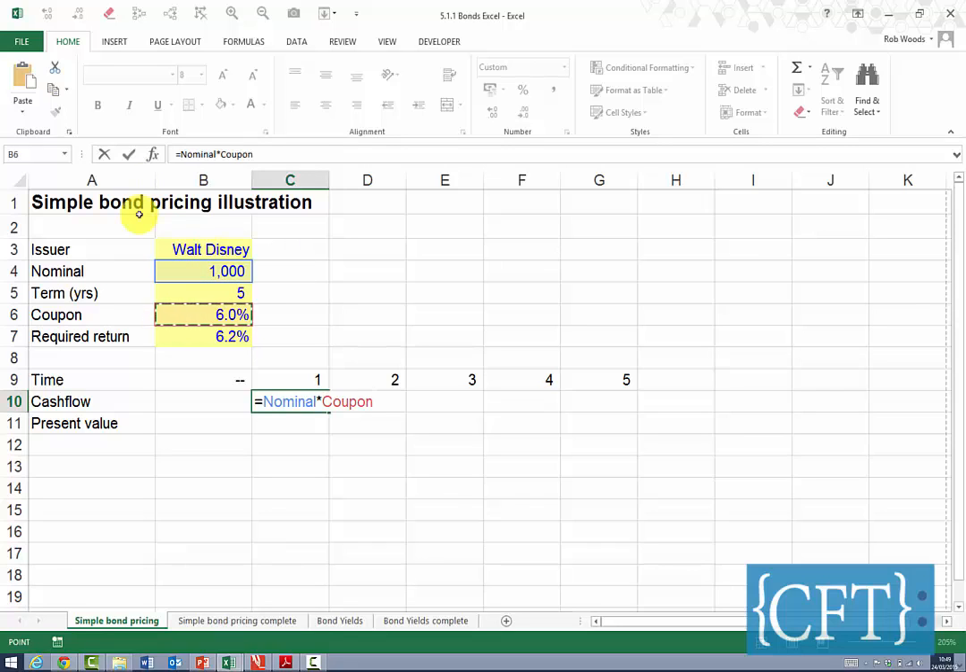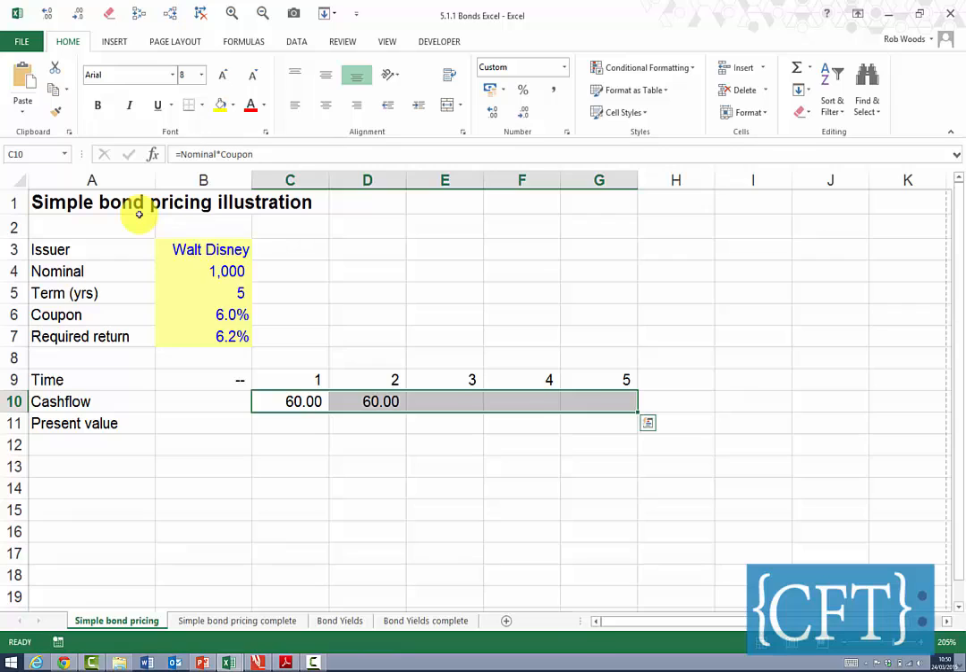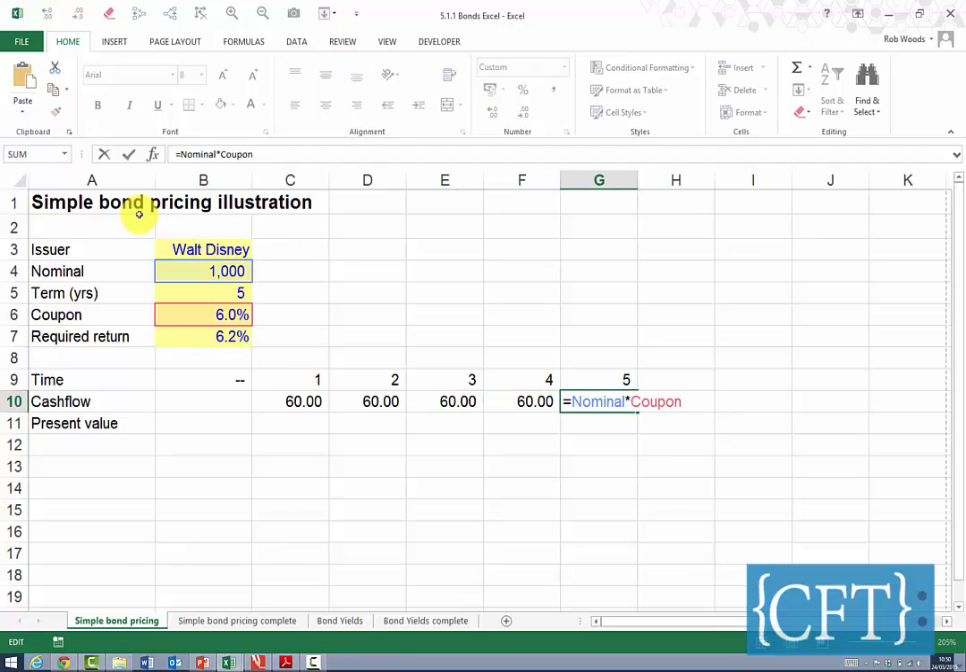Now, the cash flow is going to be the nominal value multiplied by the coupon rate. You'll notice I've used range names to name those cells, just to make the visuals a little bit easier to follow, and therefore I can see that the coupon is going to be 60 at the end of year 1. And if I just copy that across, I'll pause for a moment and ask you to think which of those is incorrect. Hopefully you can see the one that's incorrect is the final one, because in addition I also receive the nominal value.